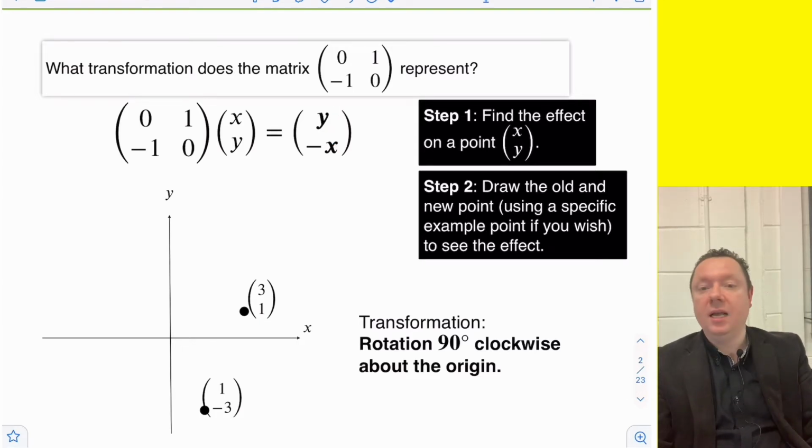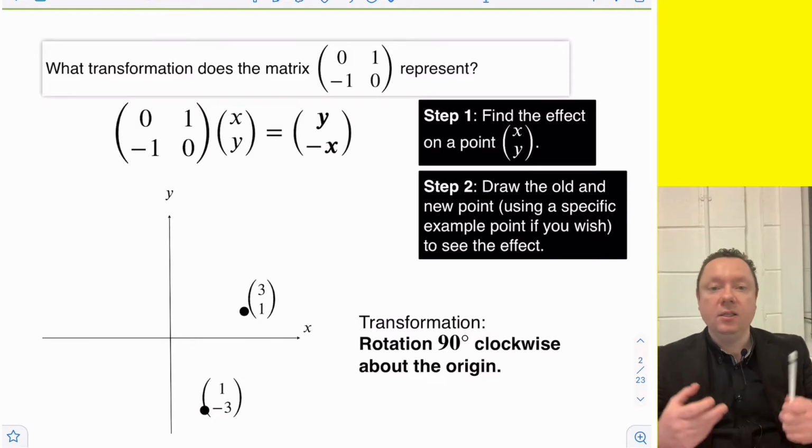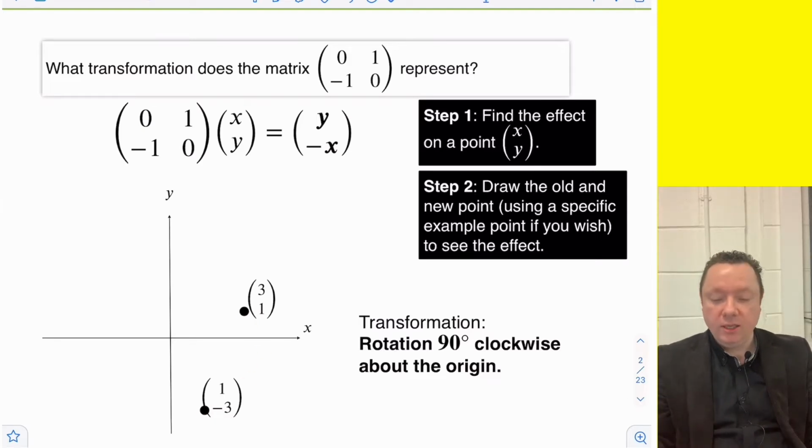Now we can see what's happened by plotting a random point x, y. So if I plotted a point, say 3, 1, well, that ends up becoming, the y becomes 1 on the top, and the 3 goes to minus 3, so we can see that this is a rotation of 90 degrees. Sometimes it's hard to see exactly what the transformation is, but there's easier ways to check later on.